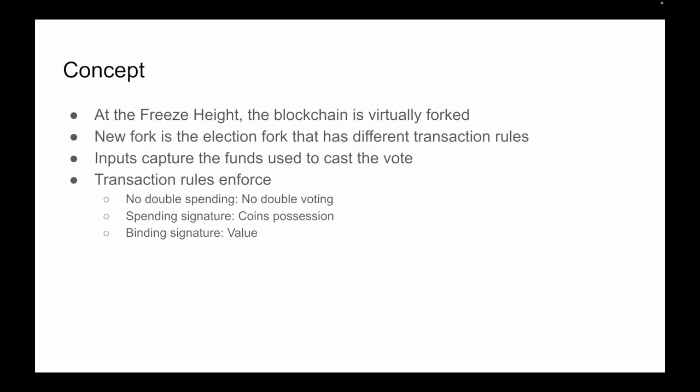And finally, the amount of the transaction, the amount that you take, is also captured in a shielded way by the binding signature. So that enforces that you're not claiming to own more coins than you have. So of course, in details, it's a bit more complicated, but all in all, this is how it would work.